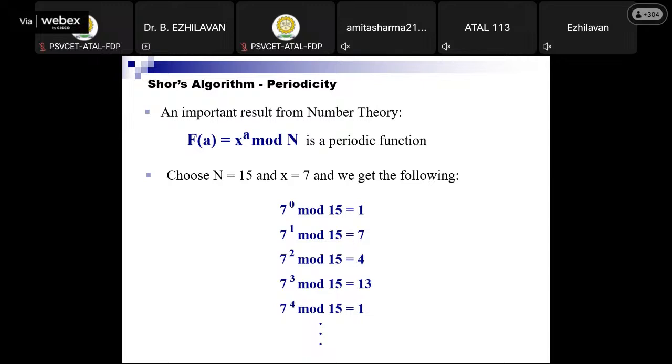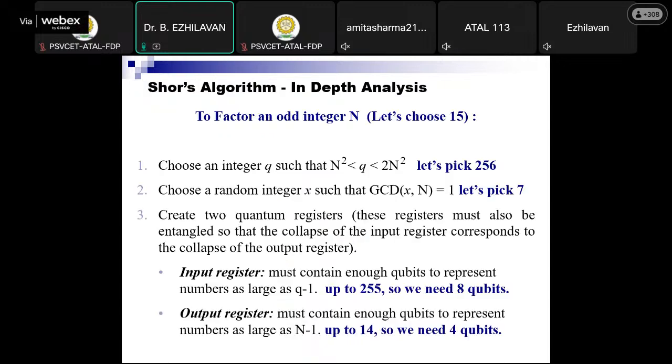Okay. Similarly, we can calculate 7 power 2 modulus 15 equal to 4, and 7 power 3 modulus 15 equal to 13. And this is the important thing we want to know while we are going for quantum. In this polynomial, 7 power 0, 7 power 1, 7 power 2, 7 power 3 will be 1, 7, 4, 13. After this, 7 power 4, 7 power 5, 7 power 6, similarly, the values will repeat: 1, 7, 4, 13, etc. Then we will move to Shor's algorithm.